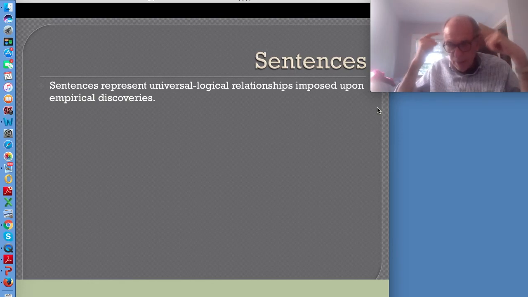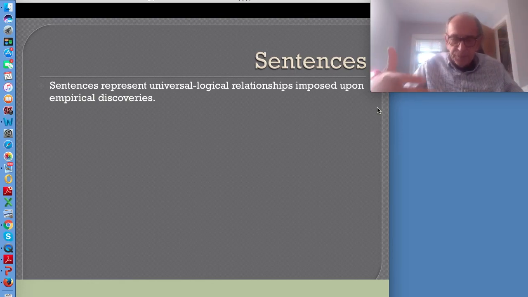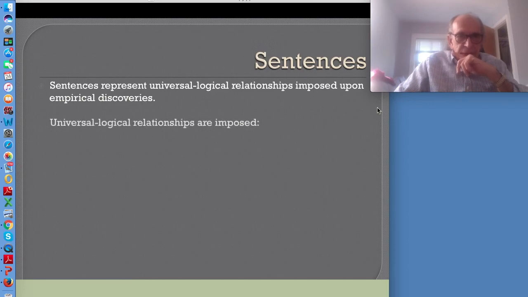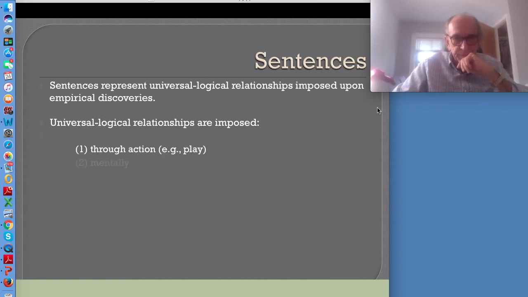Something has to pull them together in a meaningful way, and it's of course the relationship-making property of the mind. And meaning is generated by this relationship-making property. Interestingly enough, these meaning relationships are universal and have a logical element. Logic meaning that, again, something to do with the way the mind makes relationships. They are imposed upon objects.